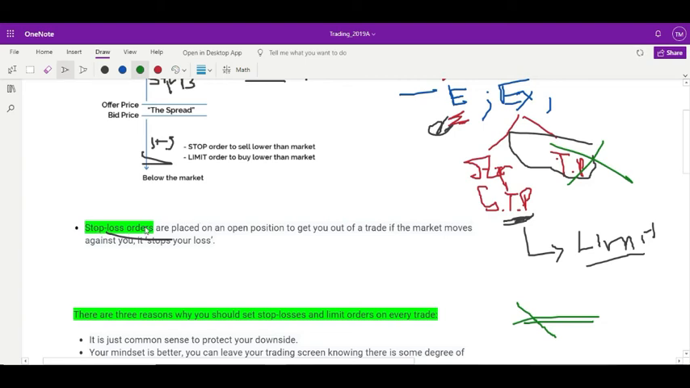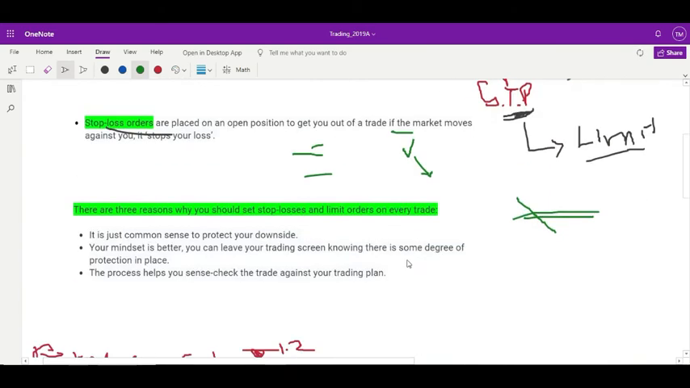That's why they say stop orders are placed on an open position. If a position is filled, we need to put a stop loss, whether we are going long or shorting. If it goes against the market, if I was anticipating it going down and it goes against me, I should take my loss, right?